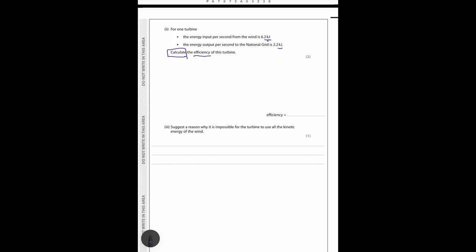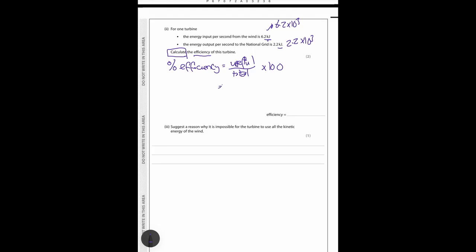We'll go through like a couple of ways that you can do it, but let's just do the standard way first. So I've realized that there's conversions in there, so I'm going to say, okay, 6.2 times 10 to the 3 and 2.2 times 10 to the 3. I'll write that down now to make sure I don't forget it afterwards. There's only one formula that's got efficiency in there, so percentage efficiency is equal to useful over total times 100. Now I'm just going to put the numbers in here.